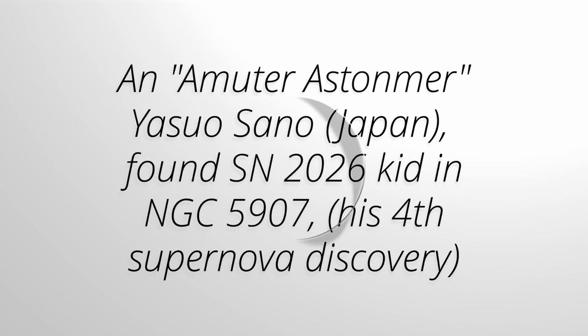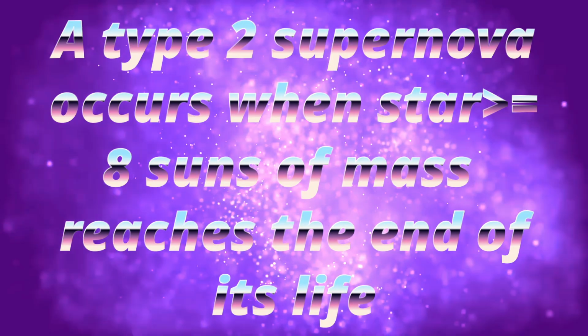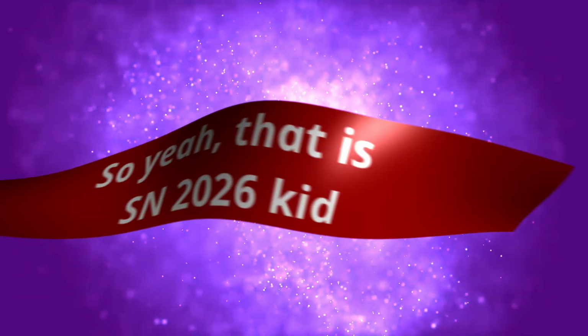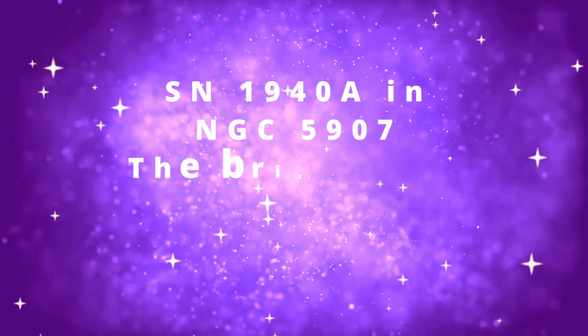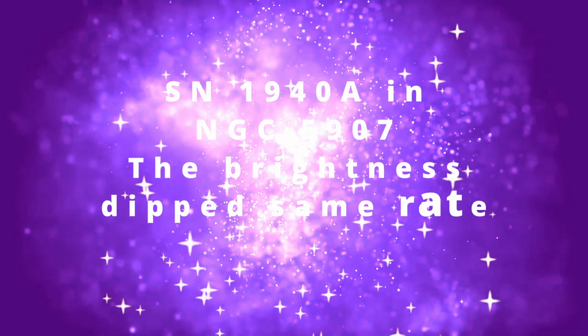Oh yeah, there's like a super recent supernova in this galaxy. I'm talking 3 months ago. It was discovered by Yazaro, and it is a Type 2 supernova, so a star at least 8 times the mass of our sun exploding at the end of its life. It's called SN 2026kid. SN 1940A was a Type 2L supernova, meaning the brightness got lower over time linearly.